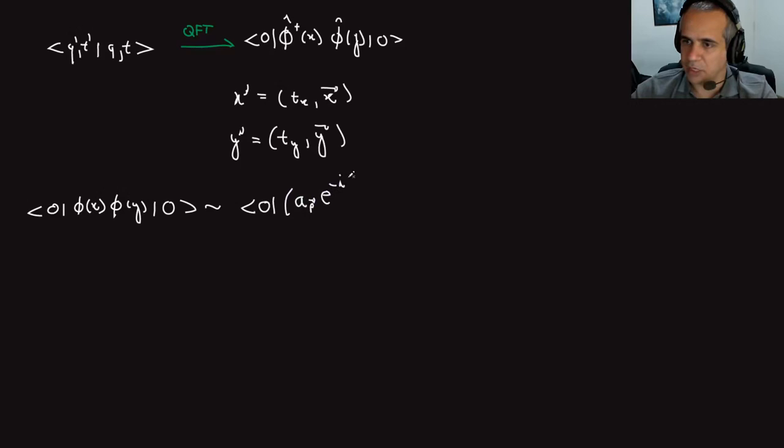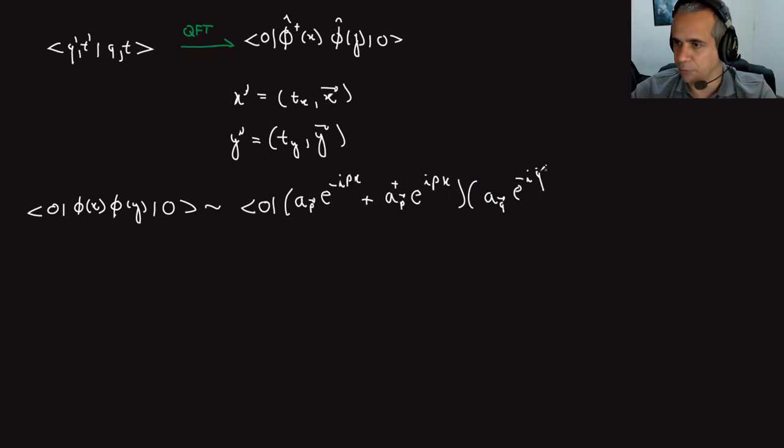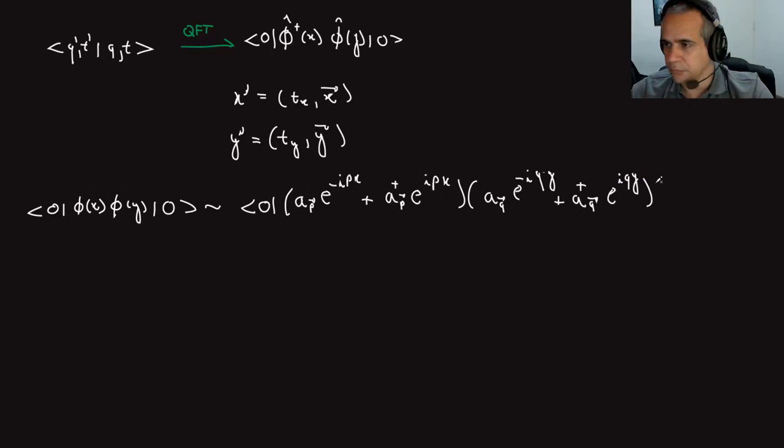exponential of minus ipx plus a dagger of p exponential of ipx, times a of q exponential of minus iqy and a dagger of q exponential of plus iqy. So see, I'm only interested in the a and a dagger parts. I'm ignoring all the integrals that should be out here.